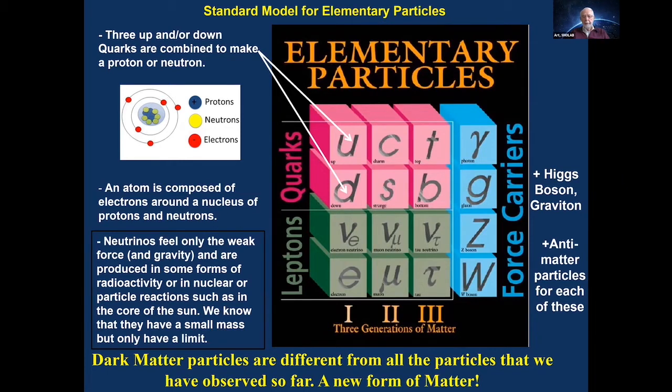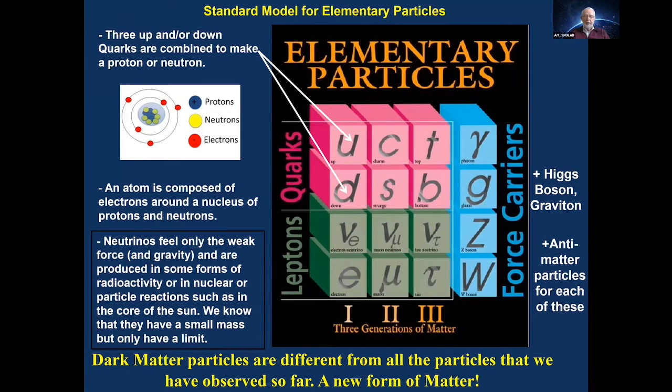That was the Sudbury Neutrino Observatory original experiment. The blue particles on the right are what we refer to as the force carriers: the photon for the electromagnetic force, the gluon for the strong force, the Z and W particles for the weak force. And in addition to that, we have the graviton for gravity, which is not shown in this figure. The Higgs boson gives mass to all of the particles except neutrinos, which appear to obtain their mass with a different mechanism. And for each of these particles, there is an antimatter particle that has been observed.